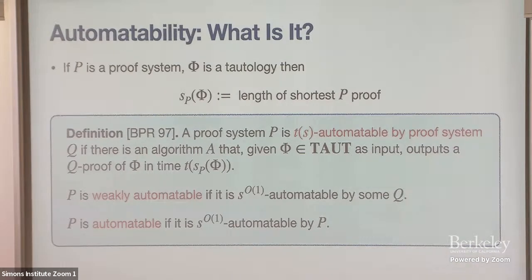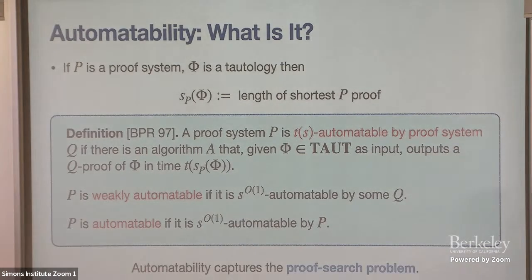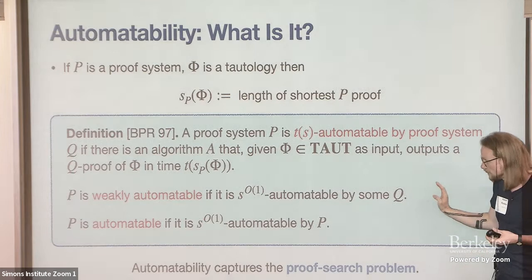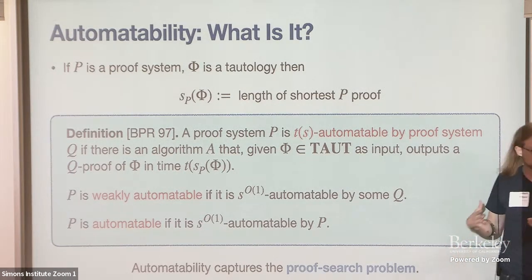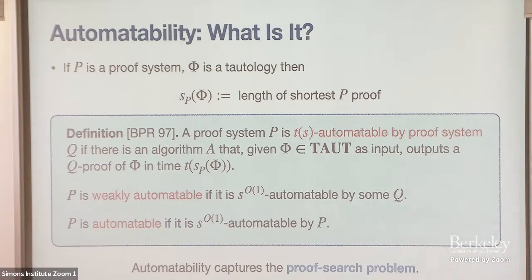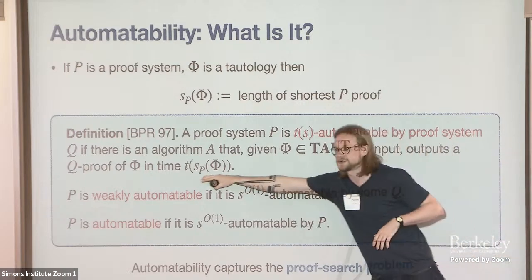Okay, good. And now hopefully we can agree that, at least from a theory of algorithms perspective, this problem captures the proof search problem, right? As a theoretical algorithmic problem. So we're given a tautology, we want to actually find a proof of that thing, and we want to get some reasonable bound on the runtime of that proof.